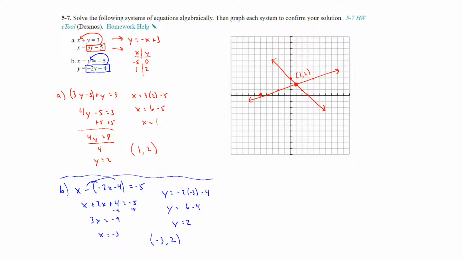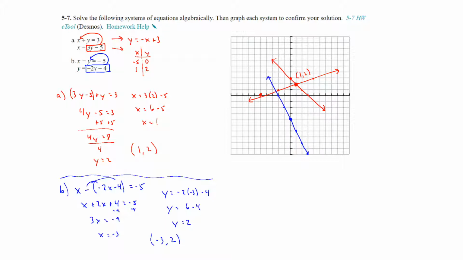And so if we graph this one, we'll go ahead and graph the second one first because it's in the form we need. So our y-intercept is negative 4, and our slope is negative 2. So I'm going to go down 2 to the right one, or up 2 and to the left one. So get a couple more points here. And then graph that line.